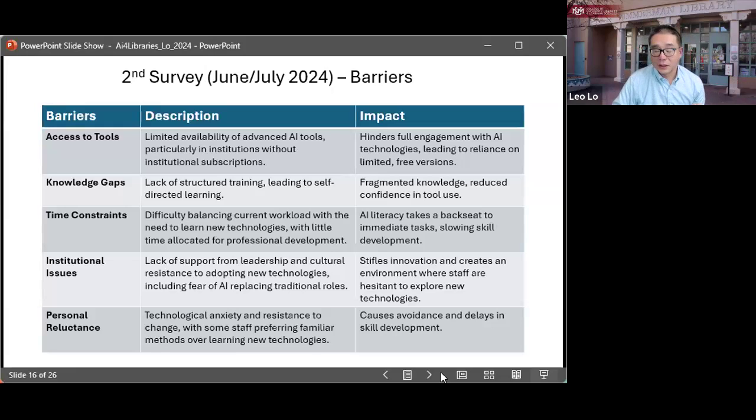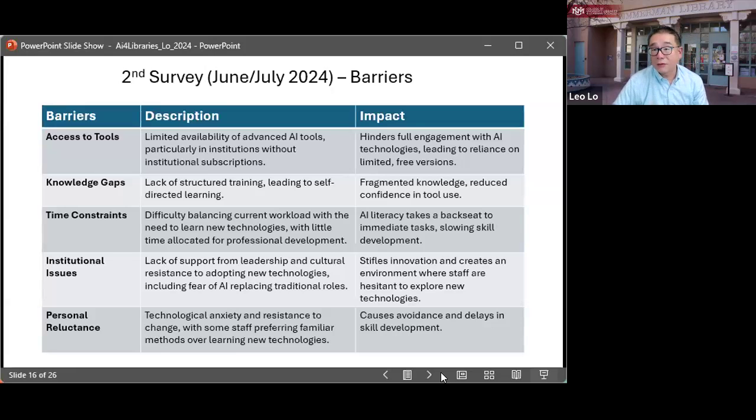Time constraints is a huge one. We're all super busy. We have our work to do. How do we take time out to learn a new tool in addition to doing our work, right? So the impact is that AI literacy would take a backseat to the more immediate tasks that we have to do. That slows our skill development.